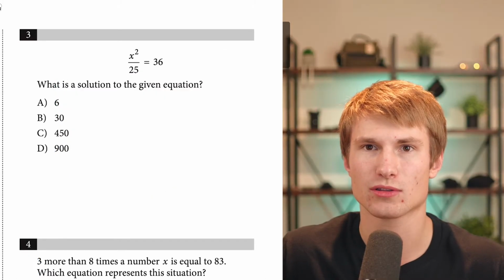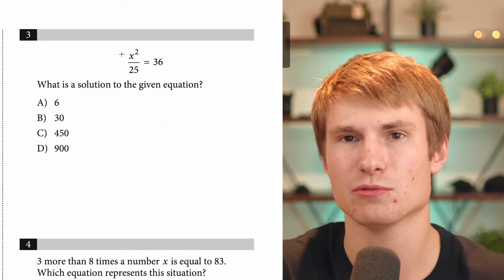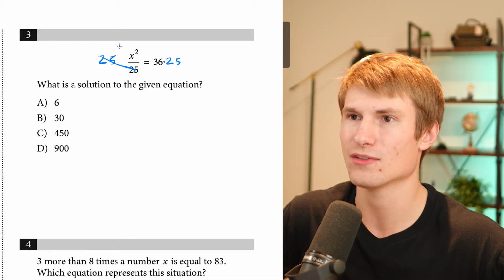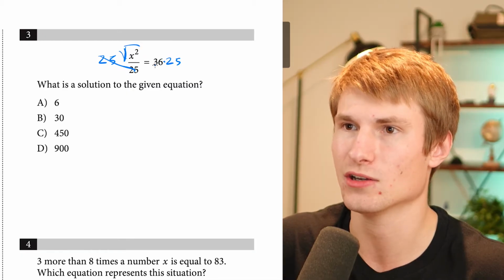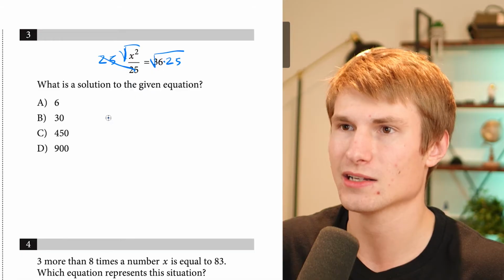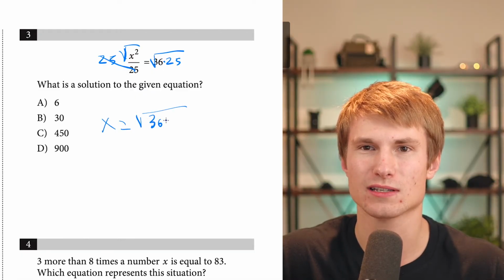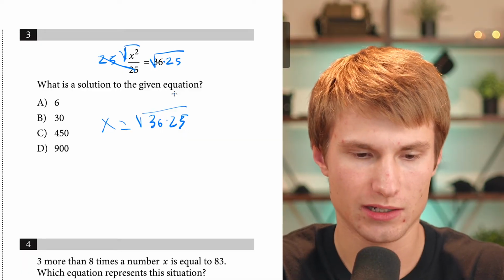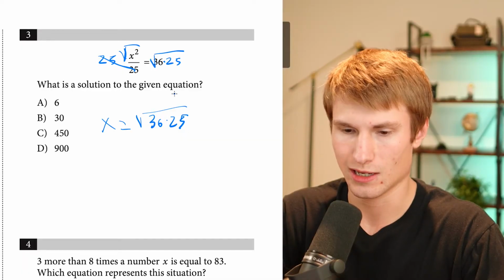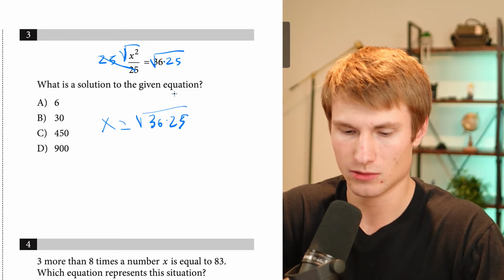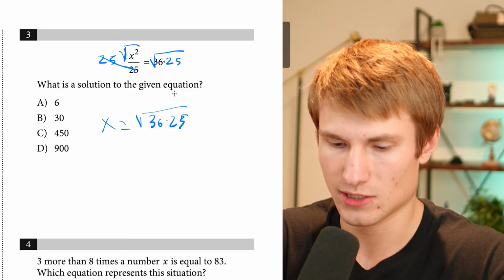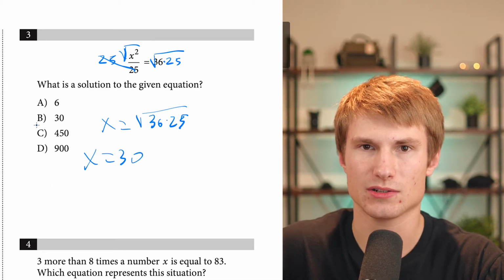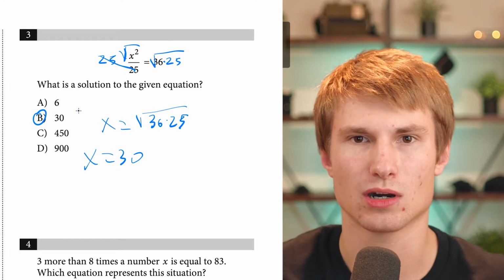Here's question number 3. What is a solution to the given equation? We got x squared over this. Let's go ahead and isolate x squared by multiplying both sides by 25. Then we need to take the square root of each side to isolate the value of x. So now we've got x is equal to the square root of 36 times 25. From here, we're going to put that in our calculator and we'll see what we get. Hang on, my calculator's bugging out a little bit. There we go. Okay, so we got square root of 36 times 25, and that'll give us 30. So x must equal 30. So our answer has got to be answer choice B. We can go ahead and move on to question number 4.